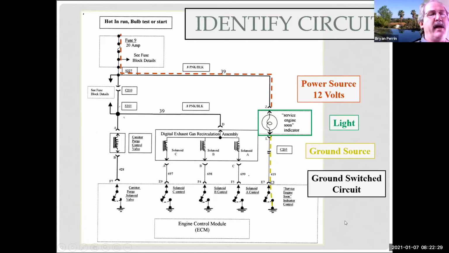And this is what's called a ground switch circuit, because the switch that controls current flow is on the ground. So if you see here, part of the circuit has power all the time. The ground only gets ground when the switch is closed. So therefore, it's a ground controlled or low side controlled circuit. And this is an actuator circuit.